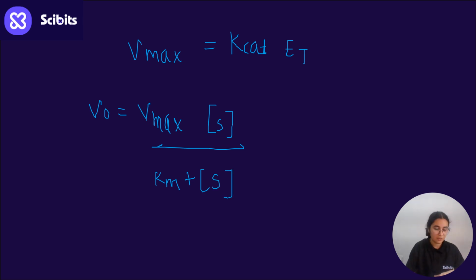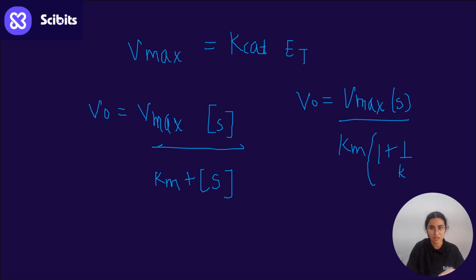But in case of competitive inhibition, this formula will change: Vmax times substrate concentration, and Km will be changed, right? Vmax won't change, but Km will be changed. So Km times (1 plus I by Ki), where I is the inhibitor concentration, plus substrate concentration. Only Km is changing, right? Vmax is not changing, but the overall velocity will change.